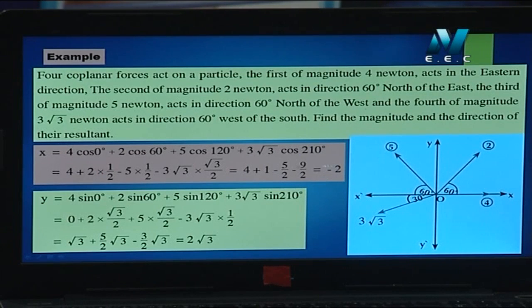Someone asked me, what is -2? You told us that we don't have a force. No, it is not a force. It is the force in the x direction only. So now, for y, we replace cosine by sine, all of them. Instead of cosine 0, we have sine 0. Instead of cosine 60, sine 60, and so on. And the result here will be 2√3.